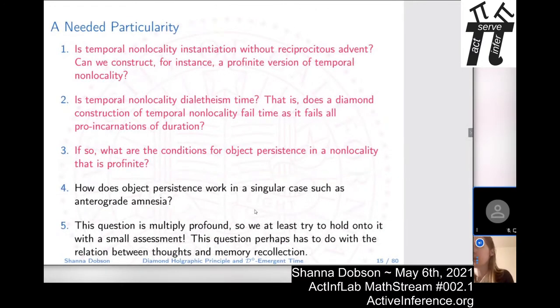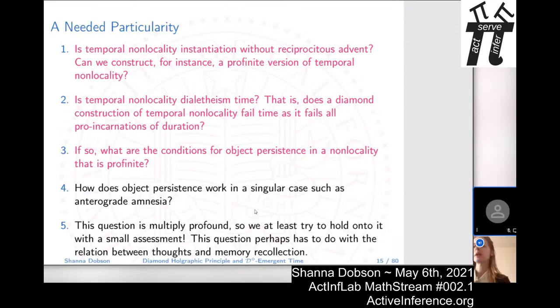So you need this particularity. Is temporal non-locality like instantiation without reciprocal advent, right? This is me going wild here. Advent means that you've arrived, but in embodied cognition, if the environment has arrived, I've arrived. This is a double play, right? So is it an instantaneousness without a sort of two-way interaction? What does that actually mean? What does temporal non-locality mean?